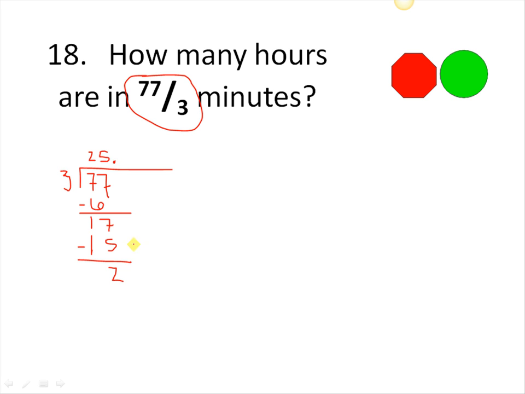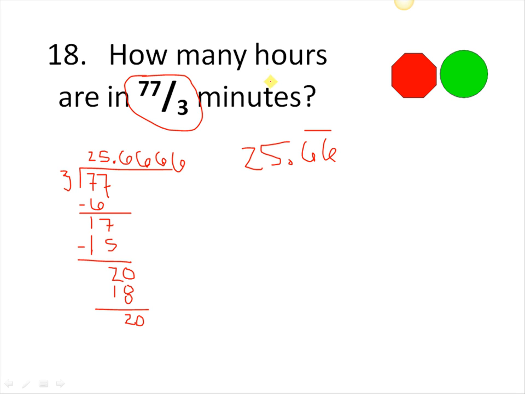We'll add a decimal here because we're at the end, but it'll go into 20. 3 will go into 20 6 times, and that's 18. And that leaves us with 2. So we see immediately that we're going to be in some little loop here. So it's 25.6666666. So that's 25.66 minutes. That's how many 77/3 minutes is.